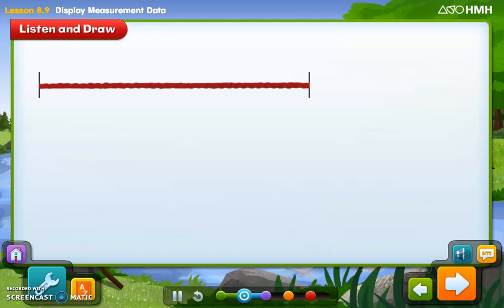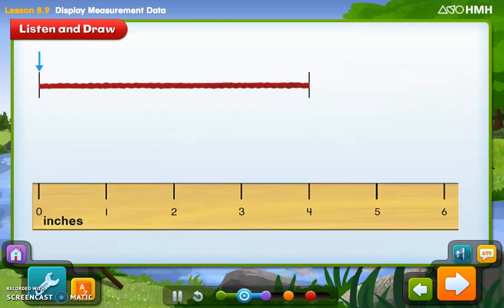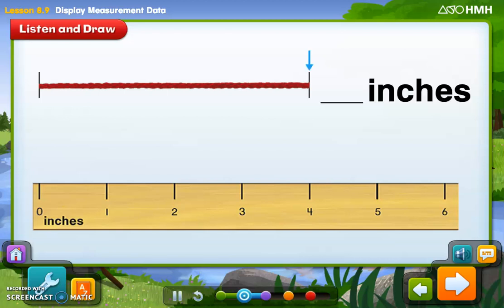Let's measure this string using an inch ruler and record its length. First, line up the left end of the string with the 0 mark of the ruler. Find the inch mark closest to the other end of the string. The end of the string lines up with 4 on the ruler, so it's 4 inches long.